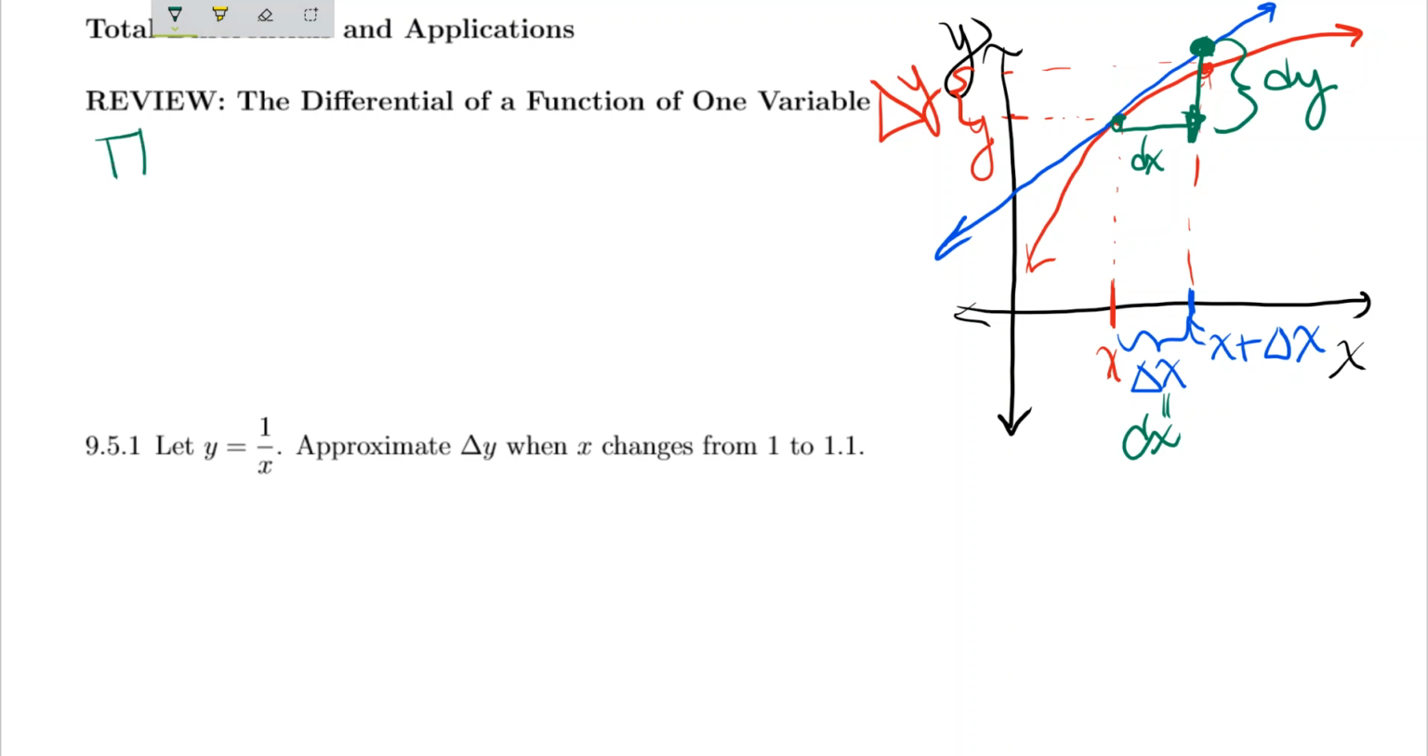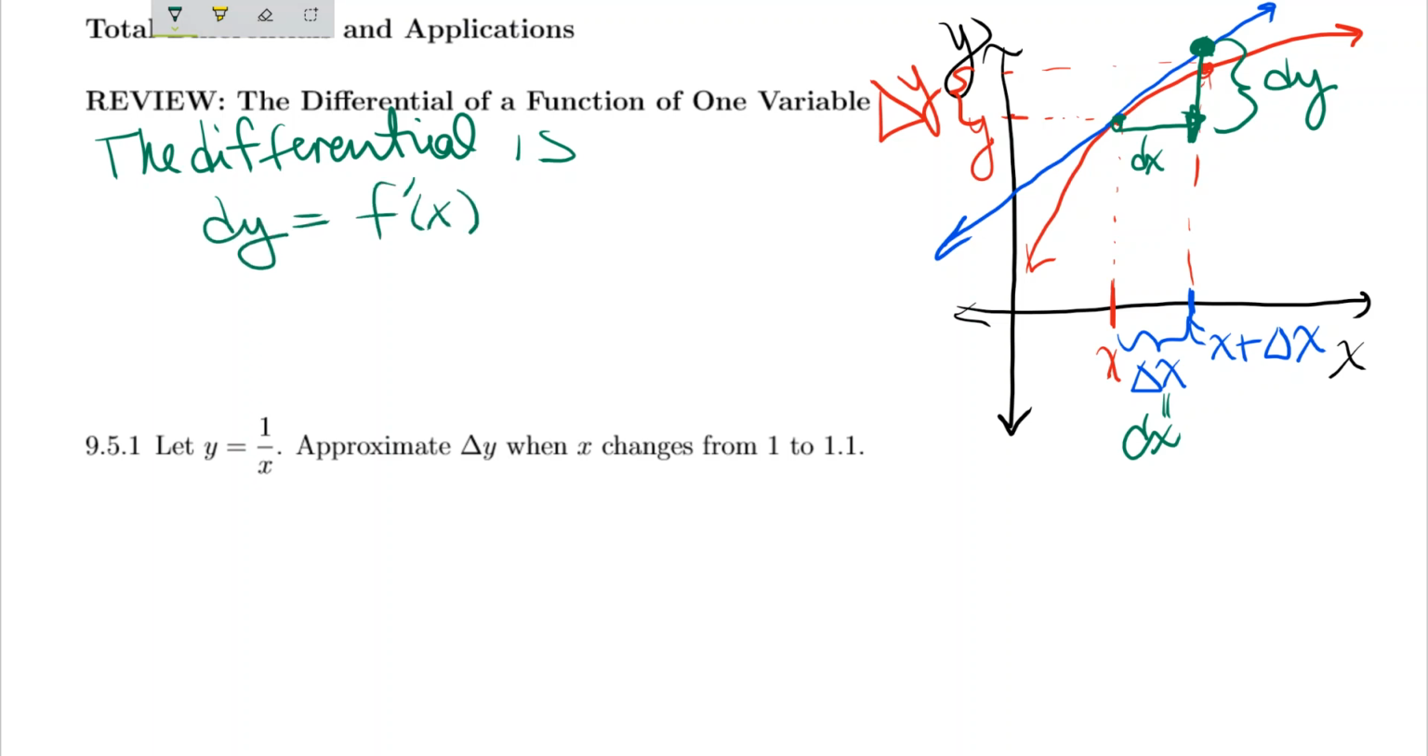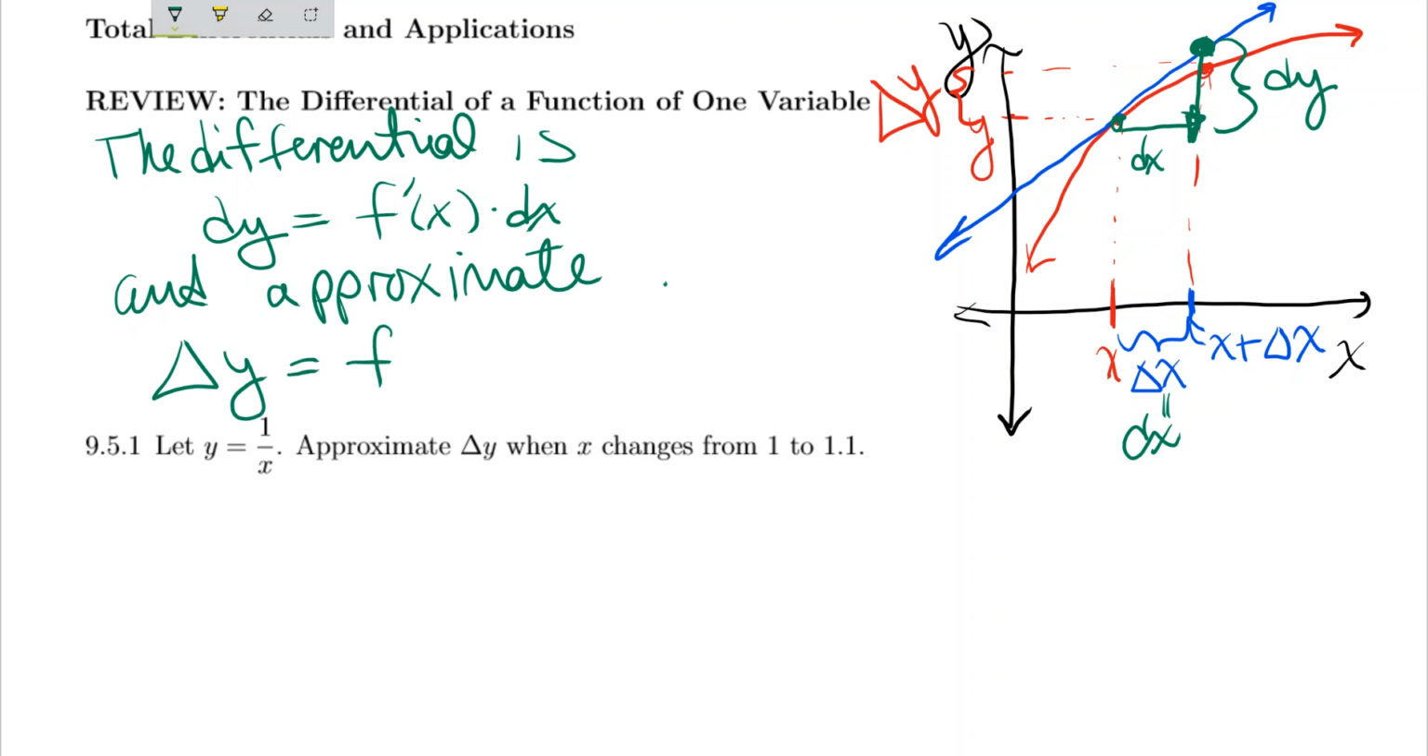So the differential is dy equals the derivative of f times dx. So how am I changing at that time, or what's my slope, times how far I'm willing to go. So it just figures out where that point lands. And it's used to approximate our delta y, which is just how much has it actually changed if I have the function itself.